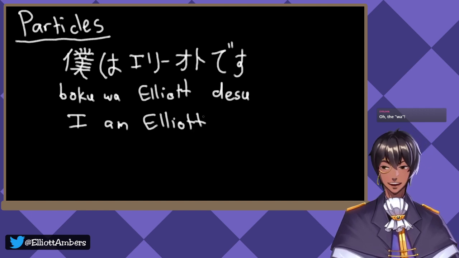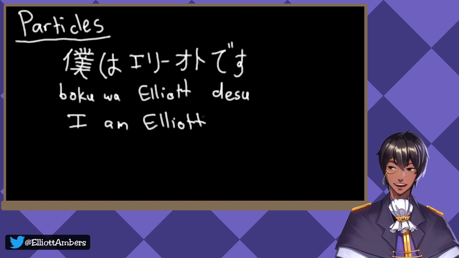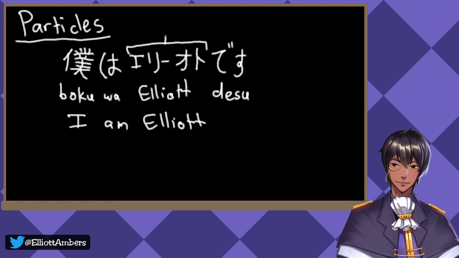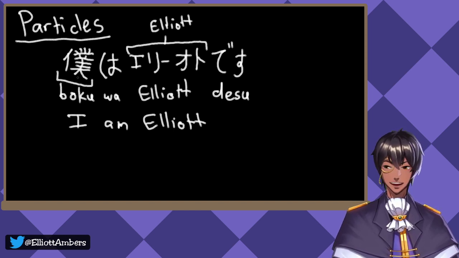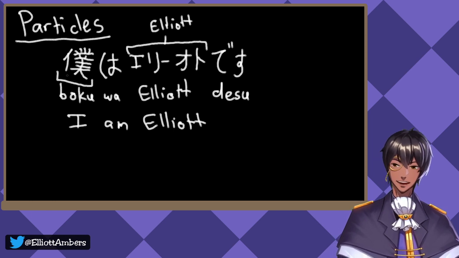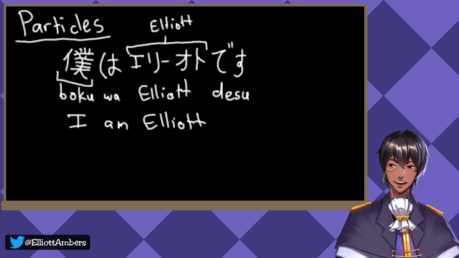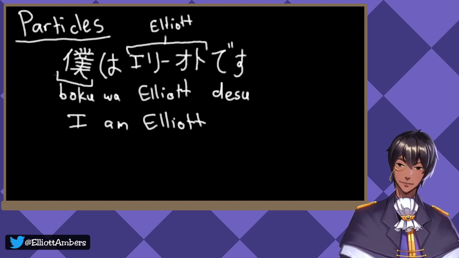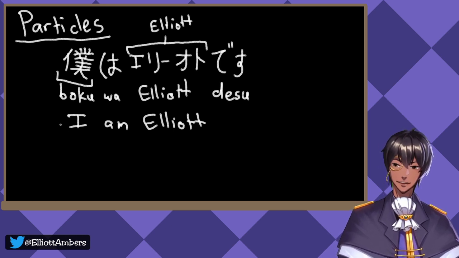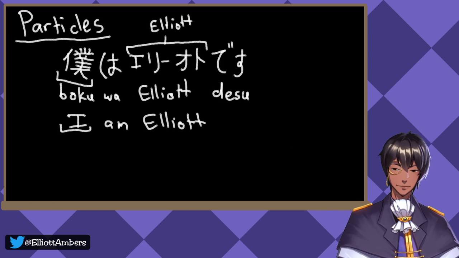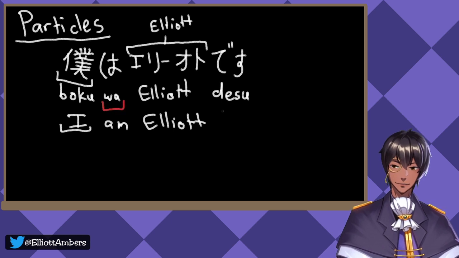Let's break this sentence down into some basic terms and translations. Obviously, Eriotto, which is written in katakana, is just my name. This kanji here, boku, as you guys may know from popular anime or other Japanese media, is one of the various words that you can use to refer to yourself. It's typically a more masculine reference for self-reference. So that is the I here. And then we have these two terms here. Let me change the color. We have the wa and the desu.